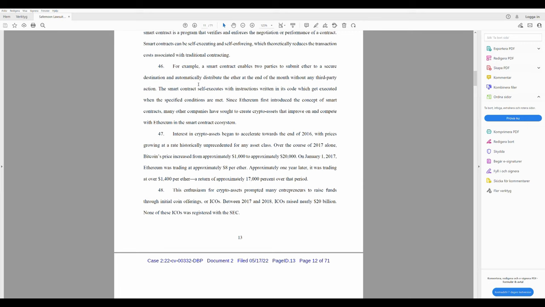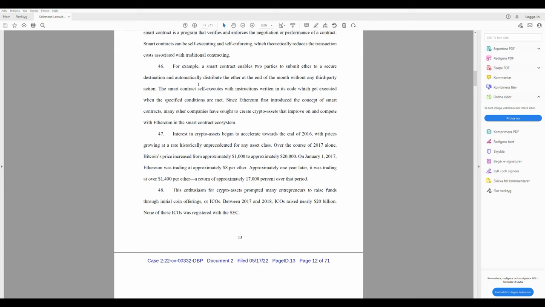Interest in crypto assets began to accelerate towards the end of 2016, with prices growing at a rate historically unprecedented for any asset class. Over the course of 2017 alone, Bitcoin's price increased from approximately $1,000 to approximately $20,000, and we're below $20,000 now. Woohoo! And we're gonna go down to between 10,000 and 12,000 is my prediction. So if you want to buy Bitcoin, my financial advice to you is to wait. It's too high right now.